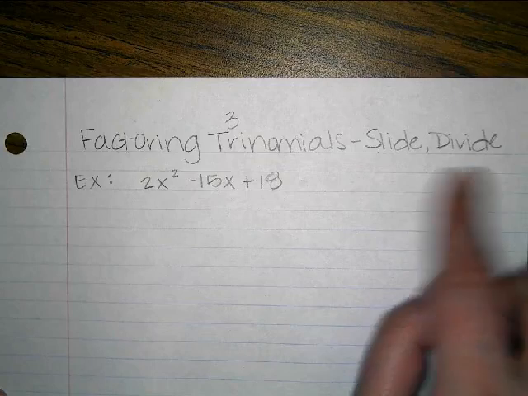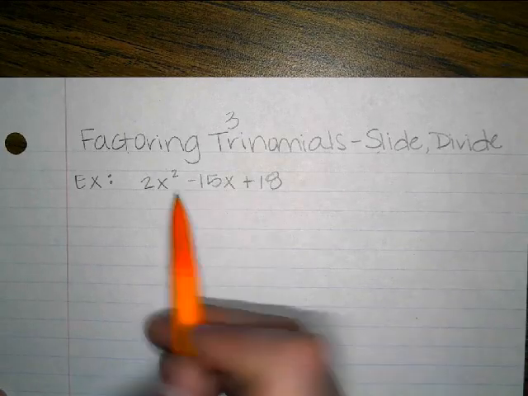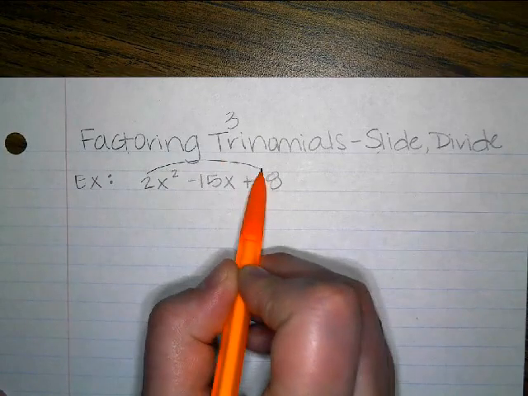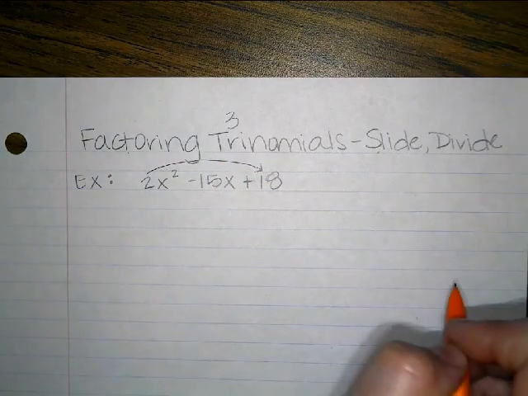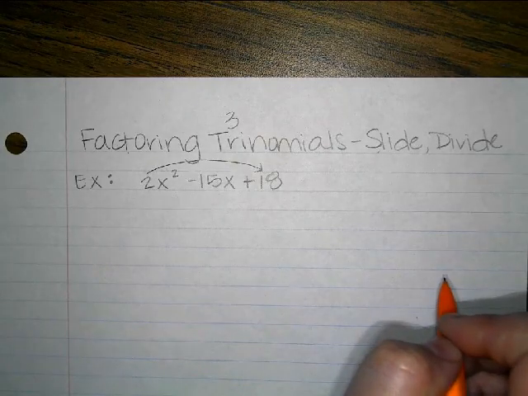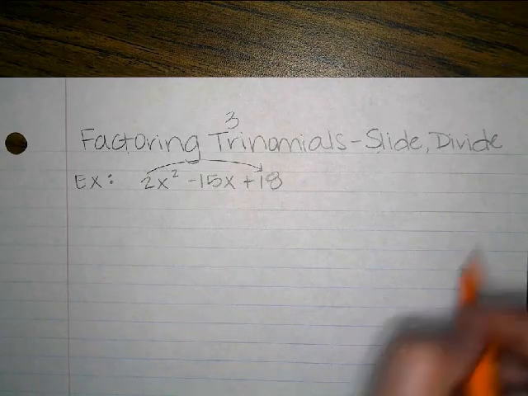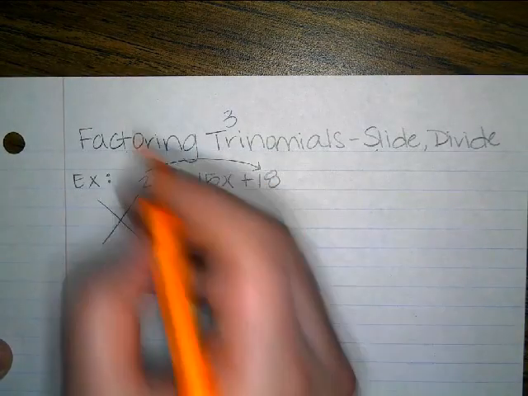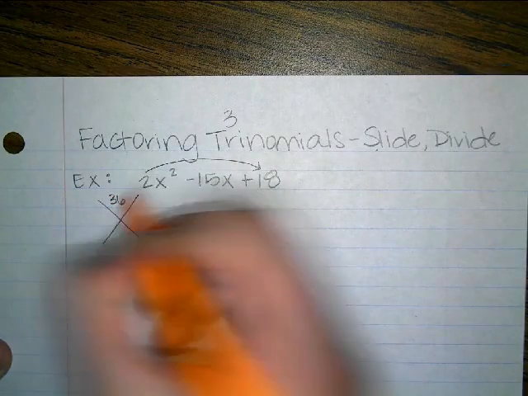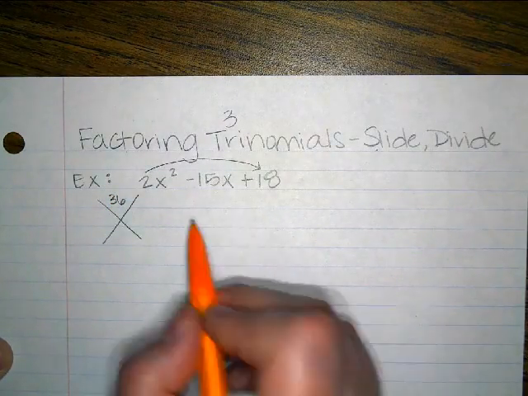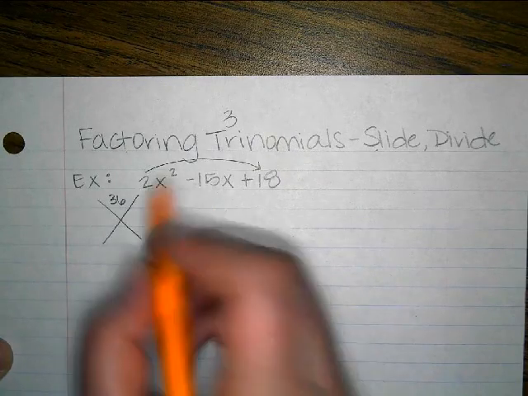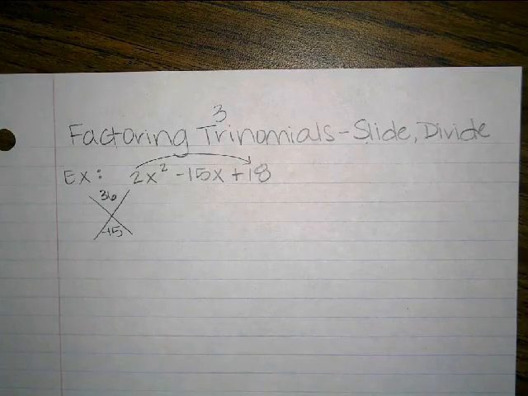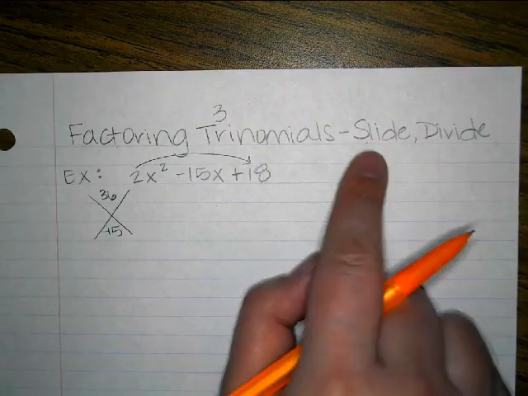Okay? So the very first step that we do is we slide the 2 over to the 18 and we multiply those numbers together. So what is 2 multiplied by 18? 36. So we're going to draw the x just like we did on Friday, and we're going to say 2 times 18 is 36. So we are looking for two numbers that multiply to 36 and add to negative 15. So it's kind of similar to what we did, but it's slightly different because we had to slide a number to get what we're multiplying to.